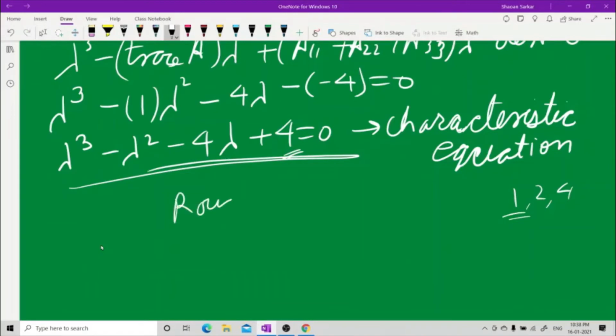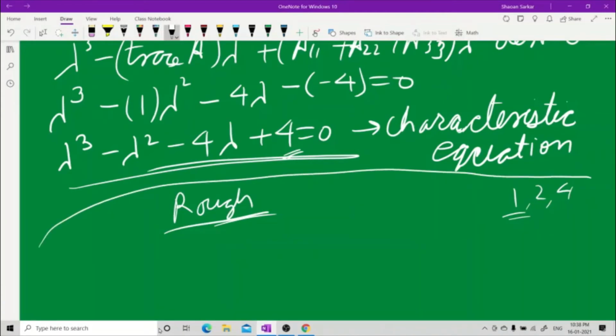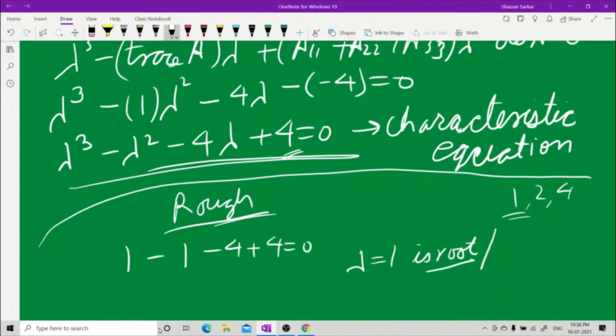I'm doing this in rough, don't do it in the fair copy. Now I put 1 minus 4 plus 4, I get 0. Therefore, lambda equal to 1 is the root. I used to write this in class 8, root. Now I will not write the word root. I will write the word eigenvalue.